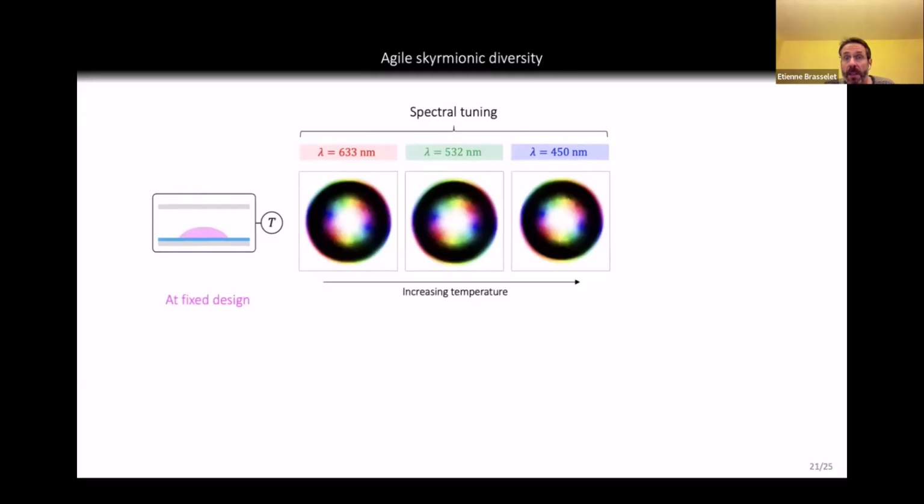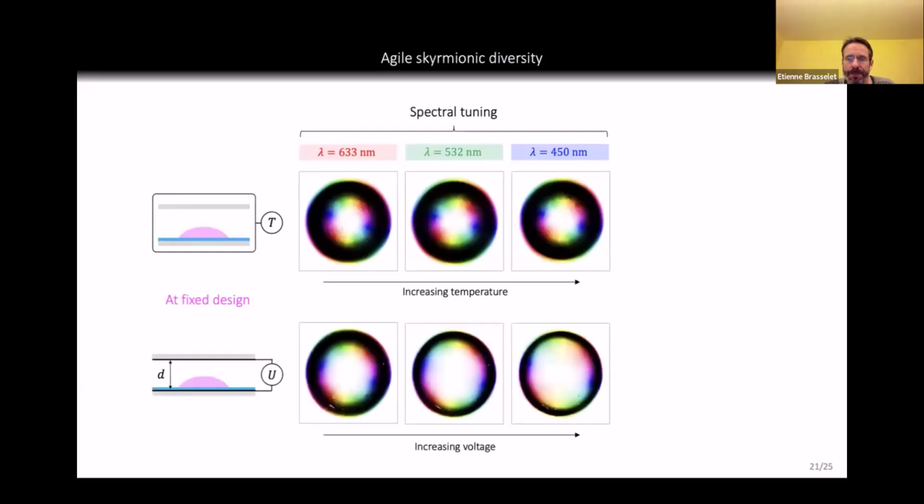Now, taking advantage of the liquid crystal materials used here, you can simply use an external parameter to change the optical properties of liquid crystals, for instance temperature: placing the droplet in the oven and simply tuning the temperature tunes the operating wavelengths at fixed topology. Reciprocally, you can fix the wavelengths and do the same with voltage instead of temperature.